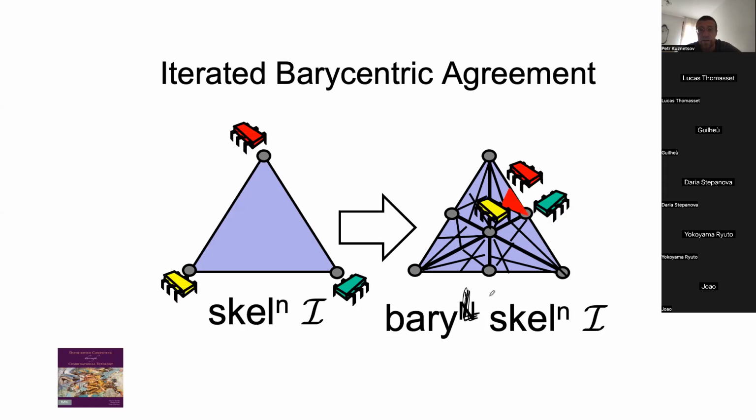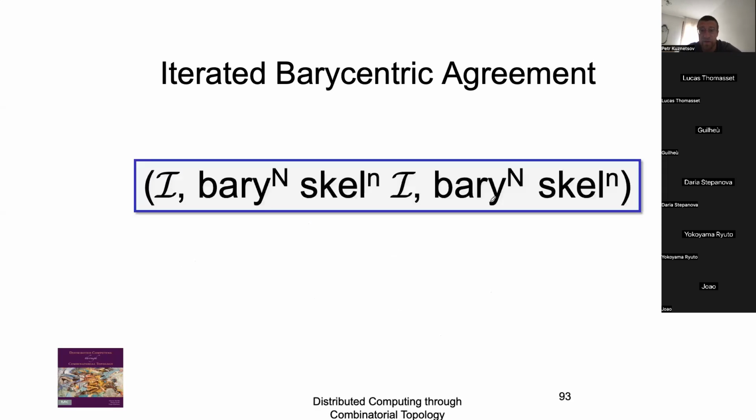So you start here, and you end up in some simplex in the barycentric subdivision after 2 iterations. This is for 2 iterations. So as we did simplex agreement in 1 iteration of the colorless model, we can do it in any number of iterations.